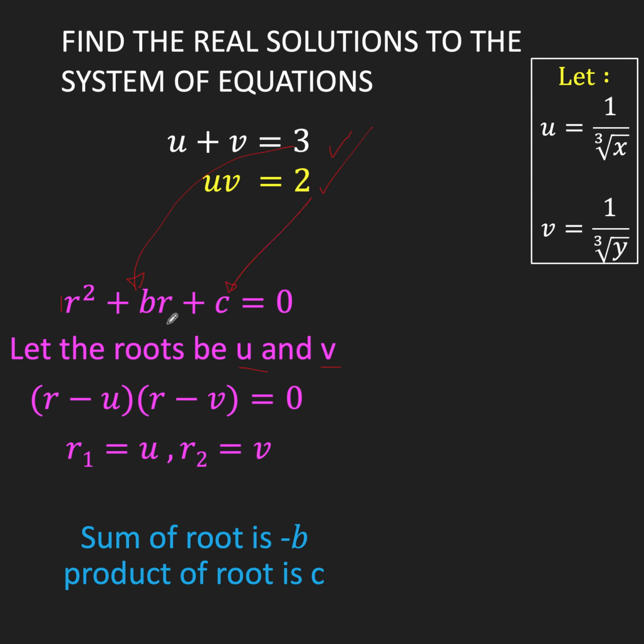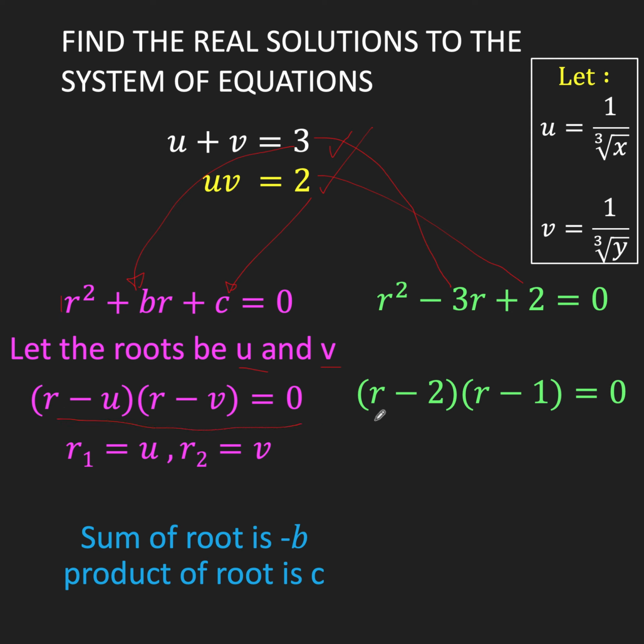And so we can now rewrite this r squared plus br plus c equals 0 as r squared minus 3r plus 2 equals 0, because we have here the negative of b, and we have here c. And so, this is factorable. The factors are r minus 2 and r minus 1, equal to 0. And notice now that this part and this part are exactly the same form: r minus u times r minus v, r minus 2 times r minus 1. So they are exactly the same. Both are equal to 0.